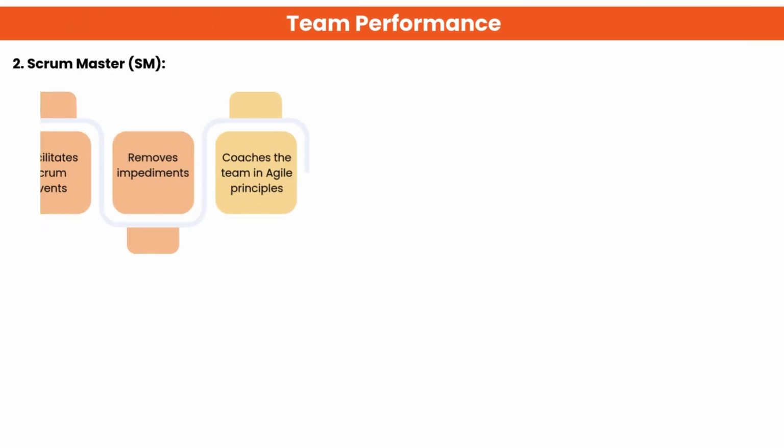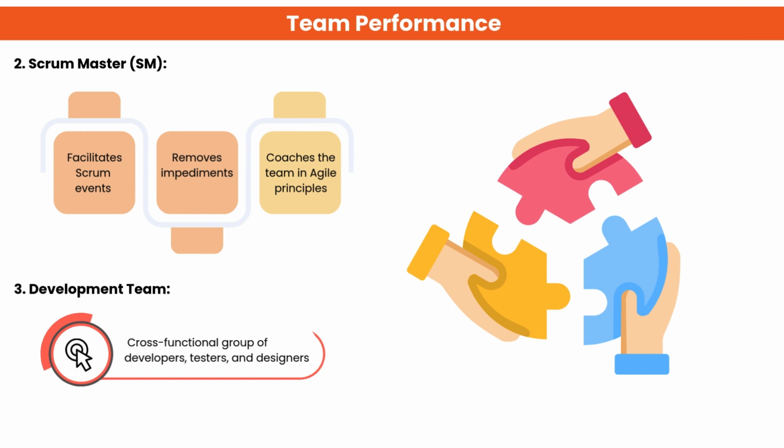This slide explains the key Scrum roles. The Scrum Master facilitates all Scrum events, removes impediments, and coaches the team in Agile principles. The development team is a cross-functional group of developers, testers, and designers responsible for delivering working increments. Together, they collaborate like puzzle pieces to achieve shared goals and improve team performance.